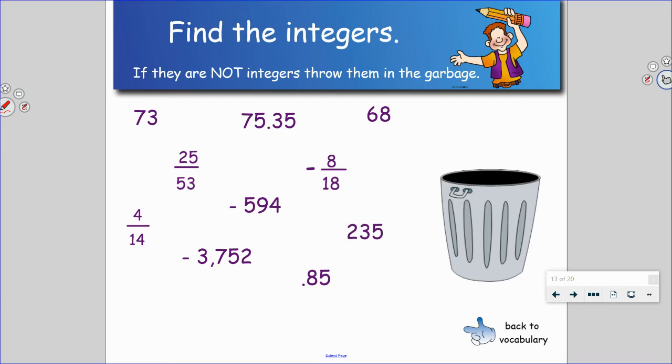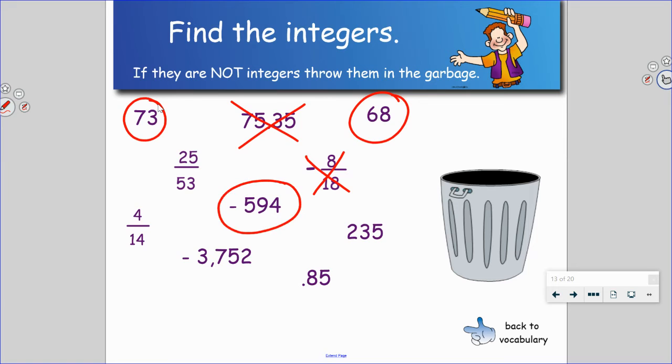Find the integers. If they're not integers, instead of just throwing them in the garbage can, let's just cross them out. Now, integers are whole numbers and their opposites. So naturally, 73 is a whole number and an integer. But this guy's got parts. That is neither a whole number nor its opposite, so it's not an integer. 68 is a whole number, but negative 8/18 is not. It's not just a negative symbol that makes something an integer.